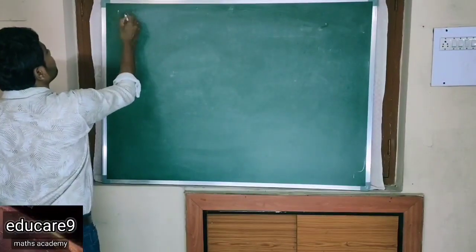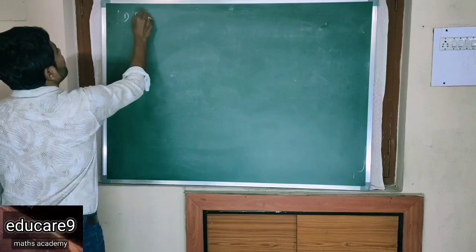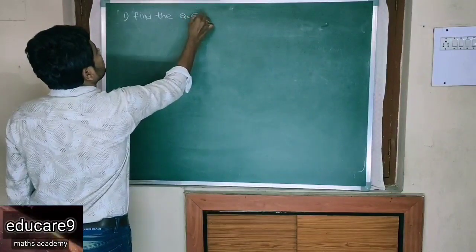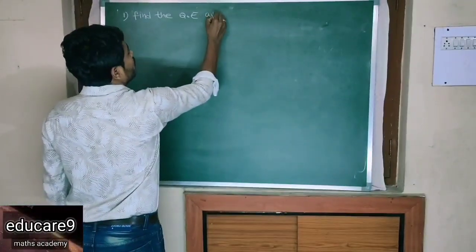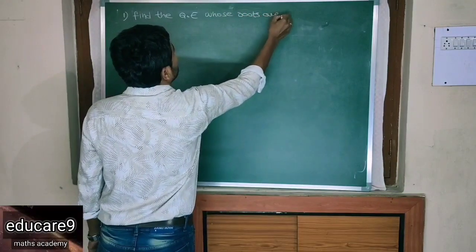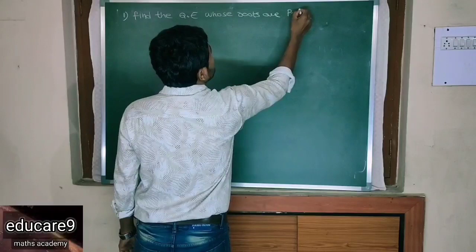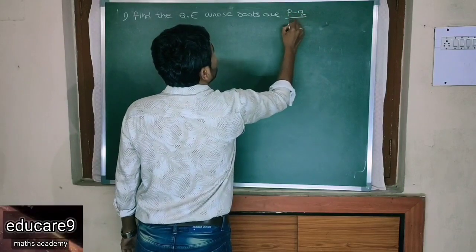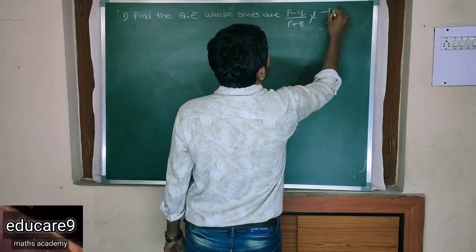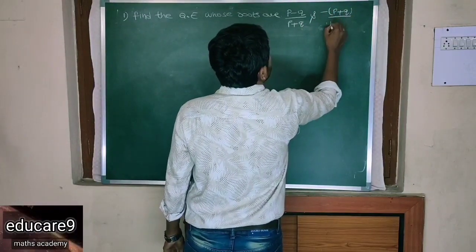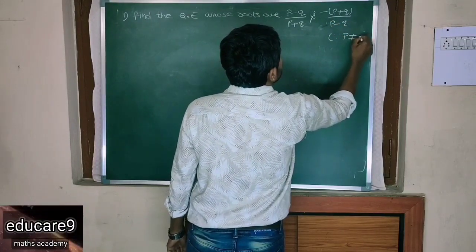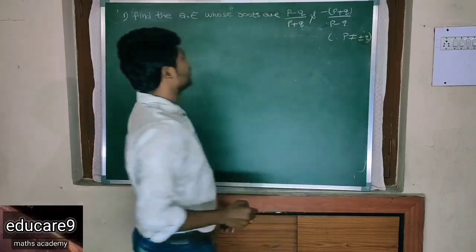So first one, find the quadratic equation whose roots are p minus q by p plus q and minus of p plus q by p minus q. So here since p is not equal to plus or minus q.